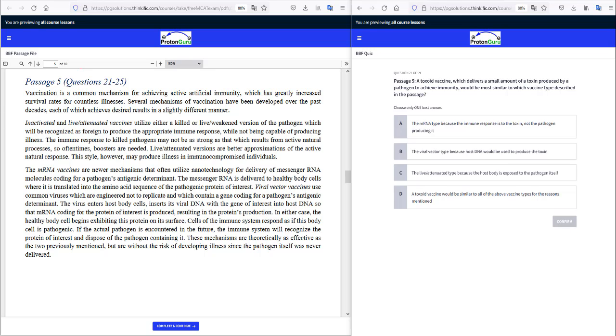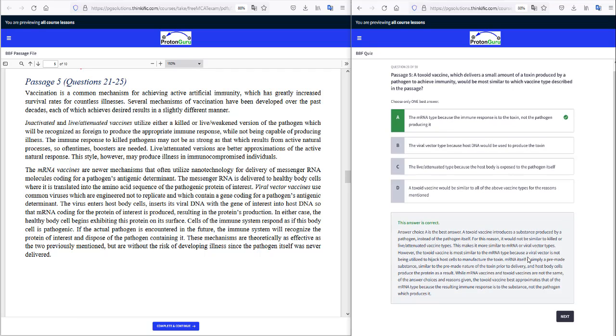So we'd have to go back and look at the different vaccine types. You've probably learned about how most of these types of vaccines work in your course studies as well. But choice A is certainly the most reasonable because by adding a small amount of the toxin directly, you're essentially doing the same thing as this mRNA type because the immune response is to the toxin, not the pathogen producing it. So those two are quite similar to one another, and that would be the answer choice here. Of course, if you read the whole explanation again, great educational opportunity to learn about some of the other vaccine technologies that you could come across.